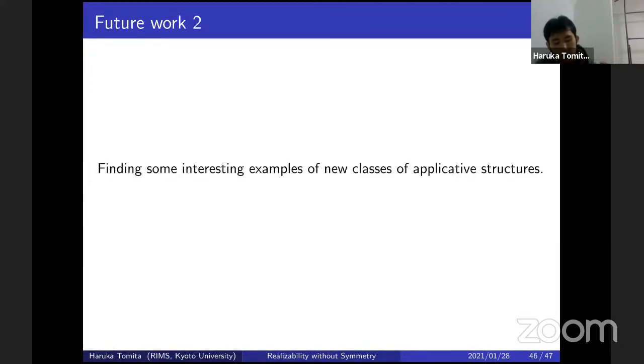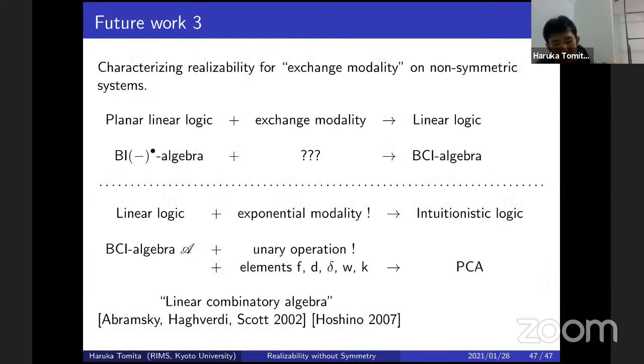Second, we want to find interesting examples of our new classes of applicative structures. Third, we would like to construct realizability models of exchange modality. It is known that we can construct models of exponential modality on the linear logic by categorical realizability using BCI algebras and some extra components, which are called linear combinatory algebra. It may be possible to do a similar construction for the exchange modality on the planar linear logic.